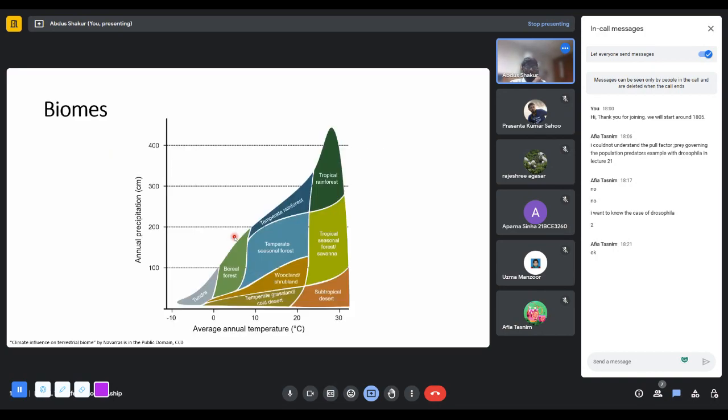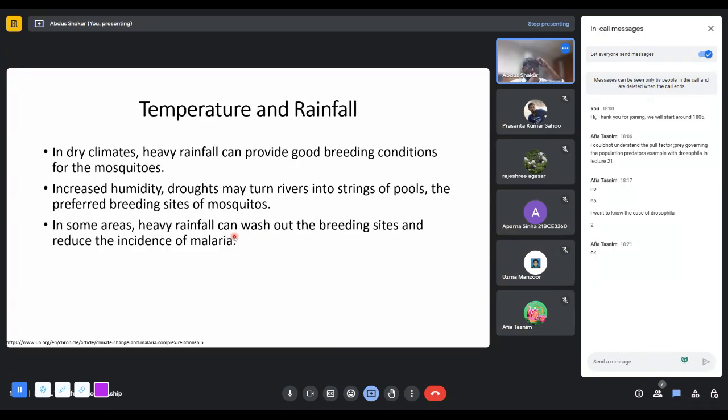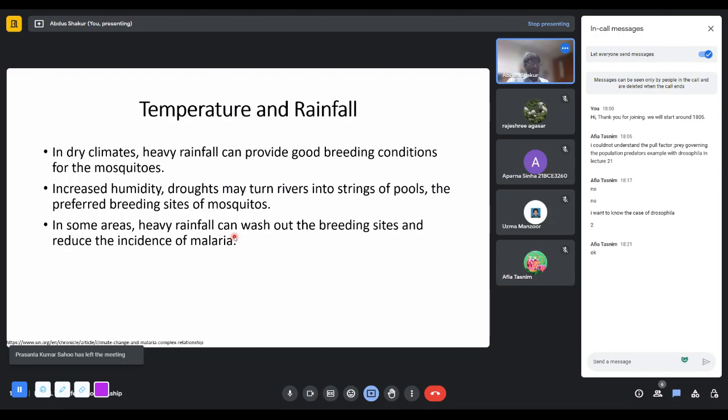So a similar factor can have both pull and push effects, and it also depends upon other simultaneous factors or the geographic region you are referring to. So that's what I wanted to point out through this example of malaria and rainfall.